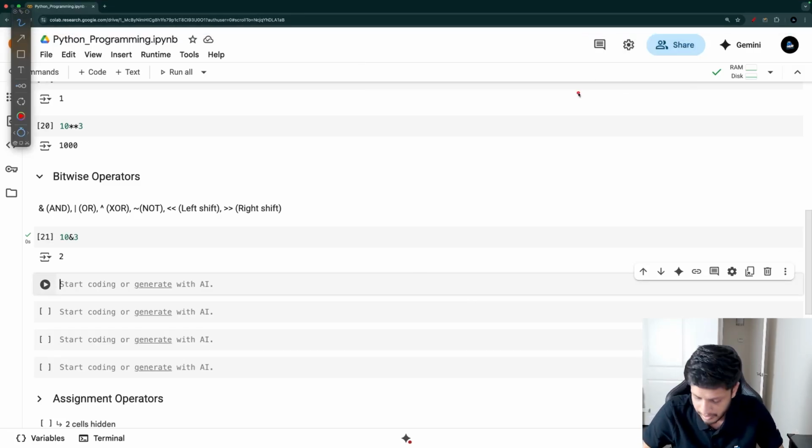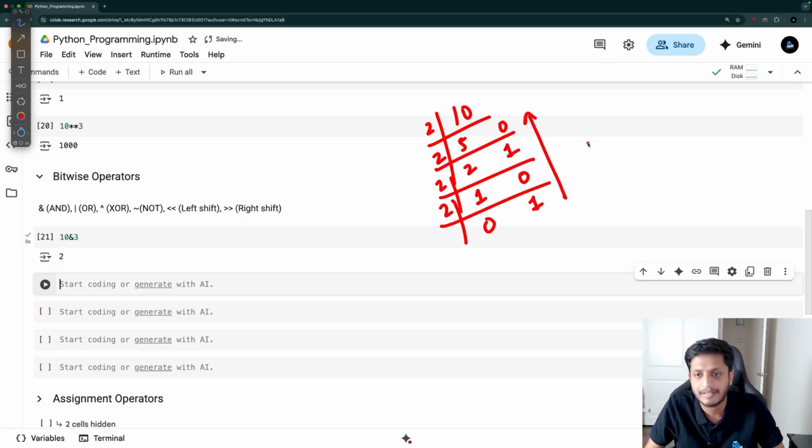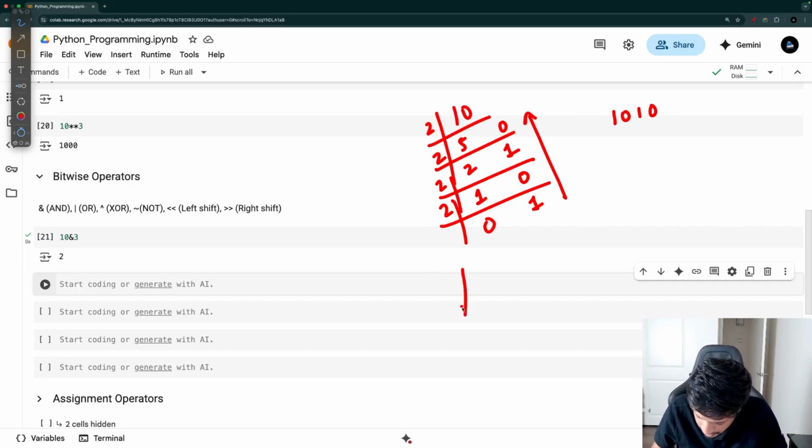So the binary of 10 is what? 2 5s are 10 and the remainder is 0, then 2 2s are 4, remainder is 1, then 2 1s are 2, remainder is 0, and then 0 and remainder is 1. If you look at it backwards, you will get the binary of 10. So the binary of 10 is 1 0 1 0. And similarly, the binary of 3 is very simple: 2 1s are 2, remainder is 1, and then 0 1, and if you look at it backwards, the binary is 1 1.